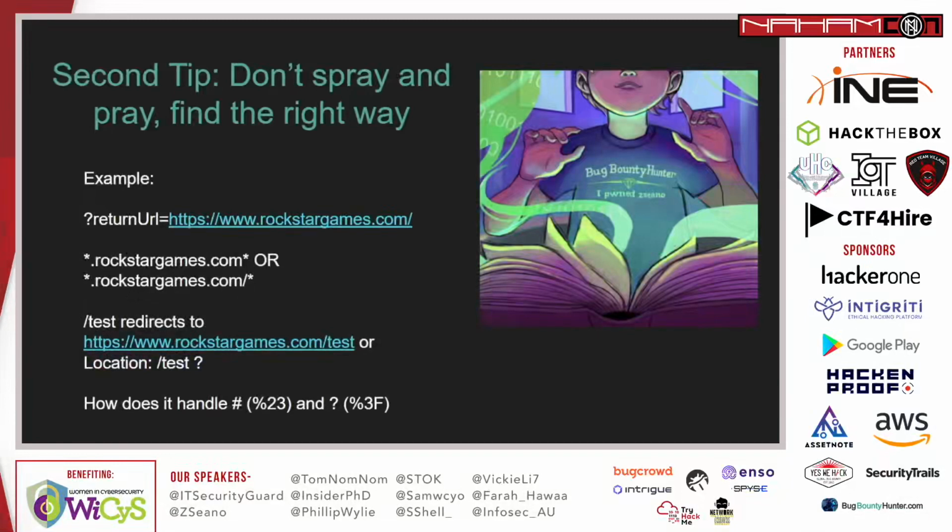What about local relative redirect? So just /test. Do they automatically input for me the rockstargames.com/test? Or does it just redirect to /test and they're trusting the browser to handle all of that for me? Is there some sort of logic going on there where they're forcing it to be Rockstar Games? How does it handle different characters? So you're starting off harmless and you're working your way to malicious.